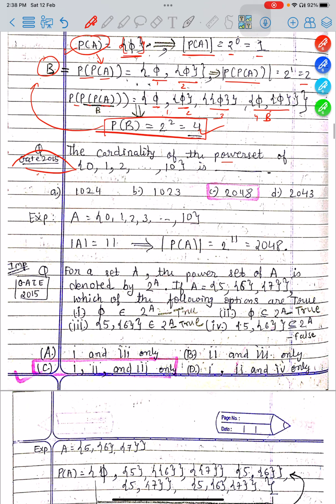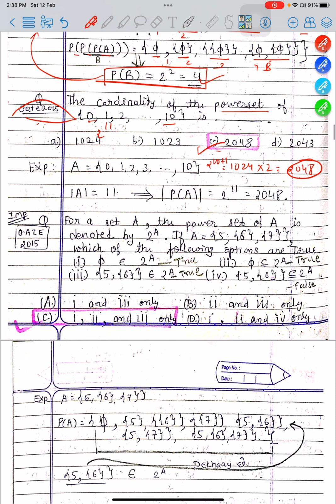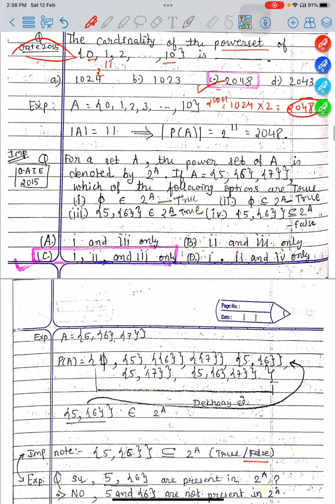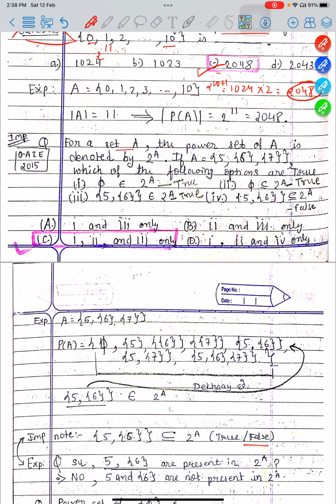Cardinality of the power set of a set with elements 0 to 10. So their total elements are 11, because 0 to 10, and 2 raised to 11. That is 2 raised to 10, which is 1024, into 2, which is equal to 2048. So for a set A, the power set of A is denoted by 2 raised to A.